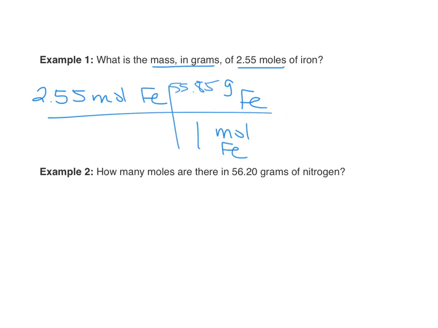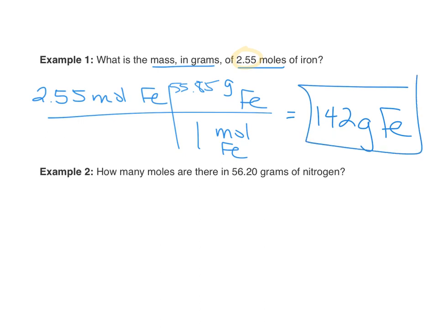You're going to multiply across the top and divide by 1, and you're going to get, let's see, rounded to least number of sig figs in the problem. So our least number of sig figs here is 3. So we need to round our final answer to 3 sig figs. So you're going to get 142 grams of iron.